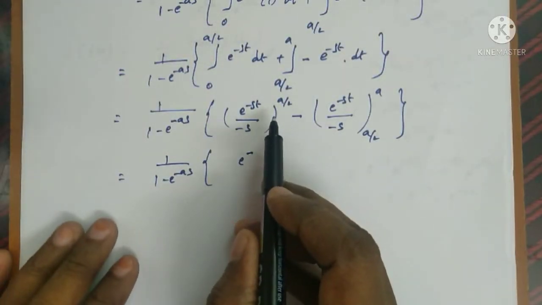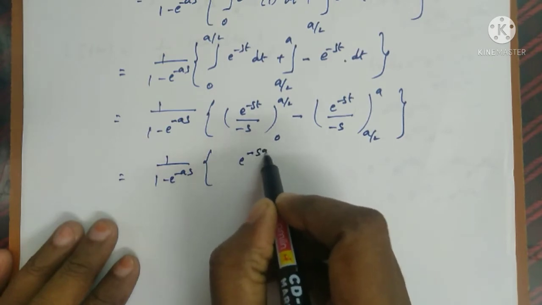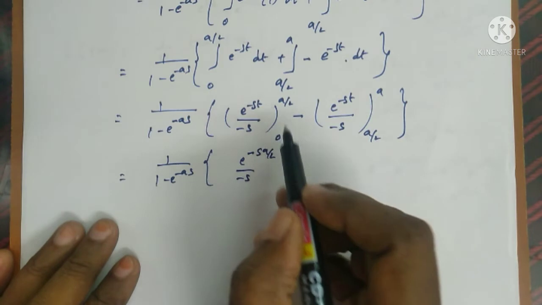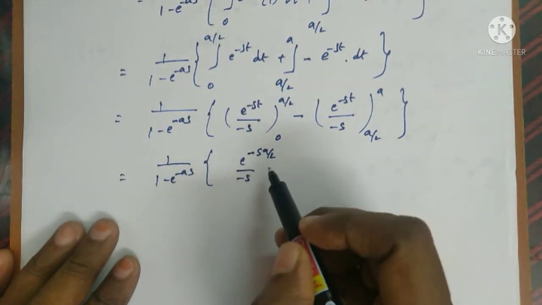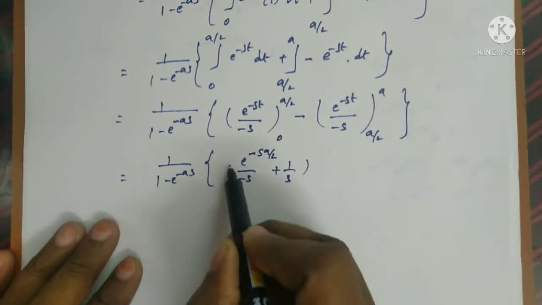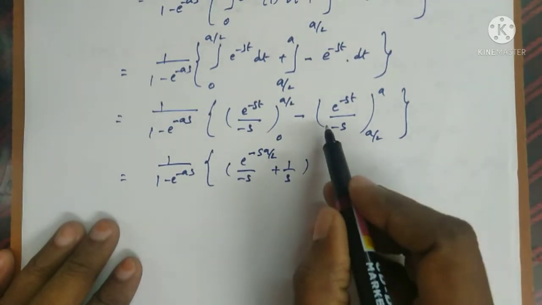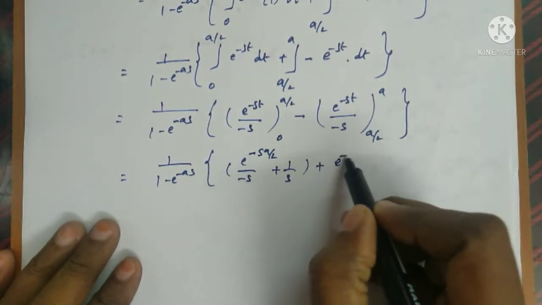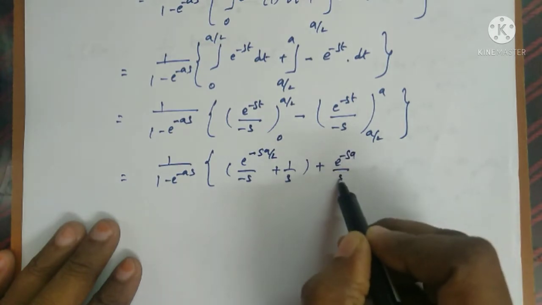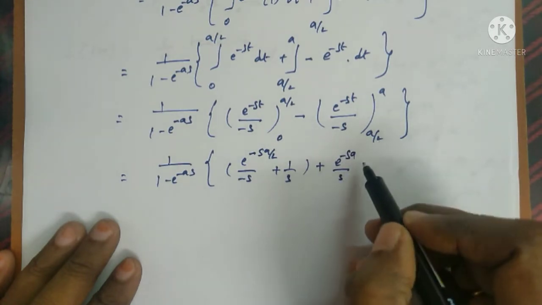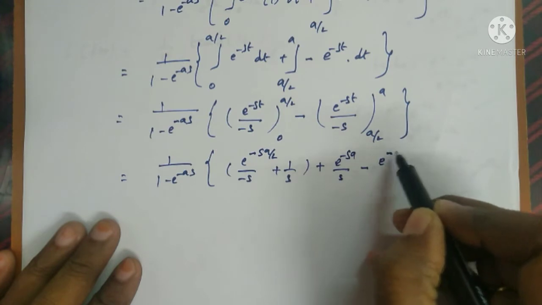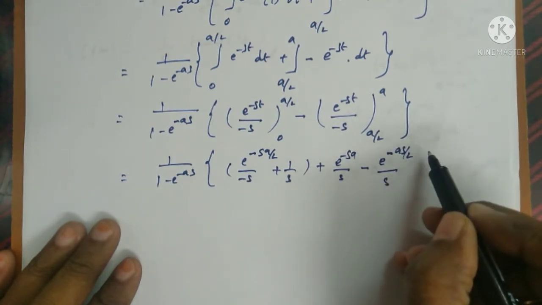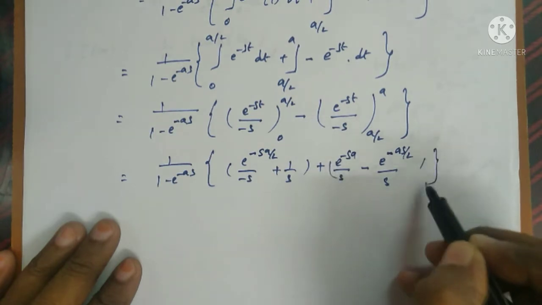So e power minus s a by 2 divided by minus s, lower limit is 0. So e power 0 is 1 and minus of minus plus. First term is over. Here minus into minus plus. Upper limit is a. So e power minus as divided by s, and the lower limit is a by 2. So minus e power minus as by 2 divided by s. So now we have applied the limit for both the terms.